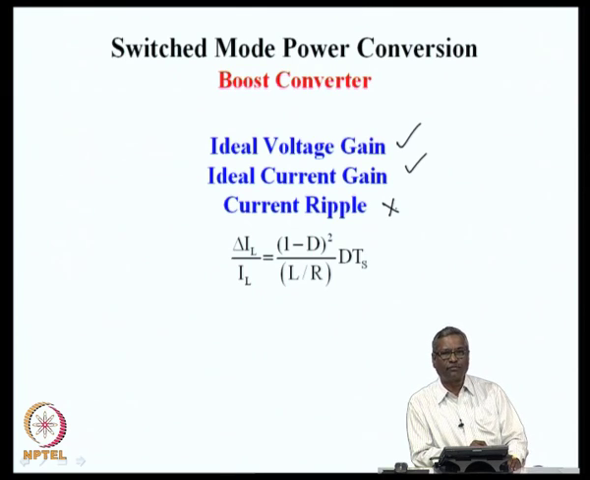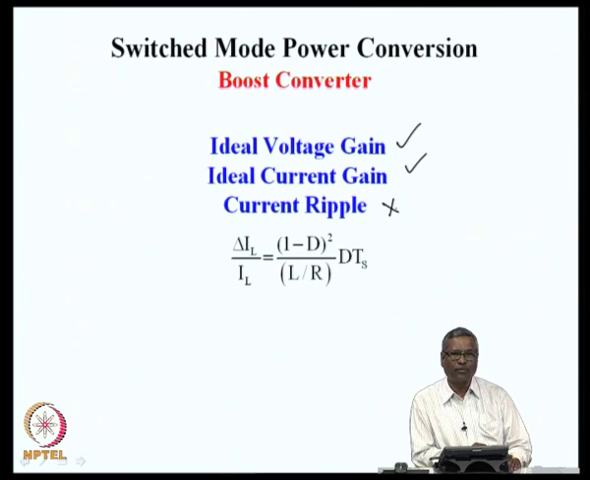But in a switching converter, there will be current ripple and voltage ripple, because the process of power conversion involves switching, and the switching itself produces discontinuities in voltages and discontinuities in currents, and this reflects as a ripple current in all the storage elements, storage inductors, and a ripple voltage on all the storage capacitors.